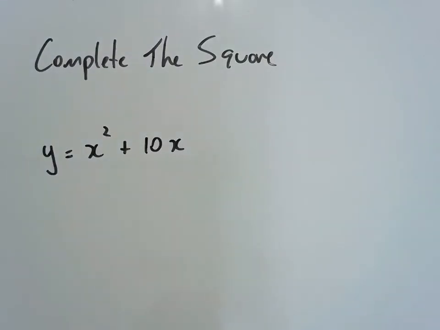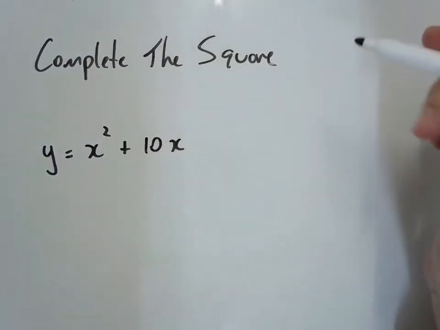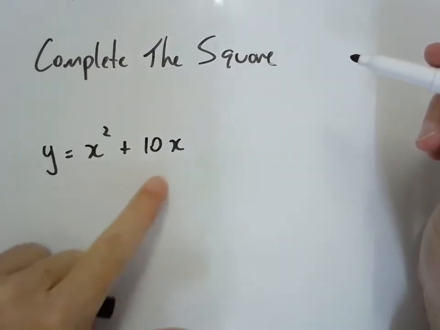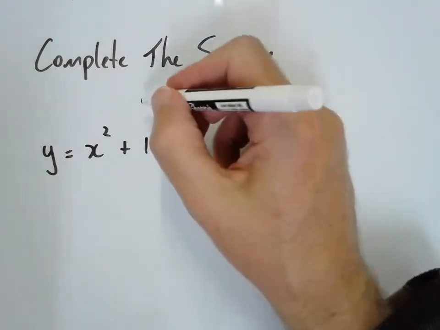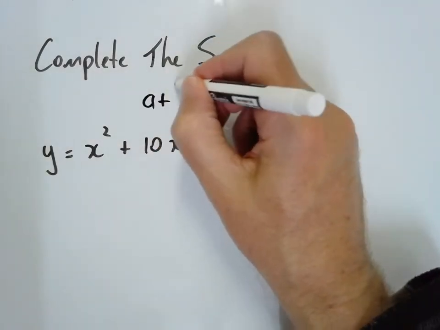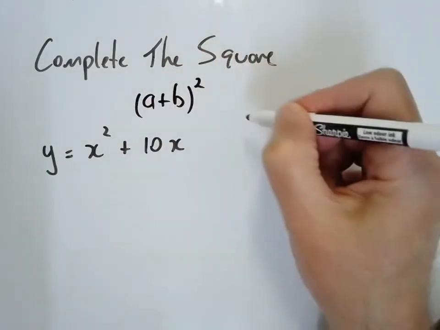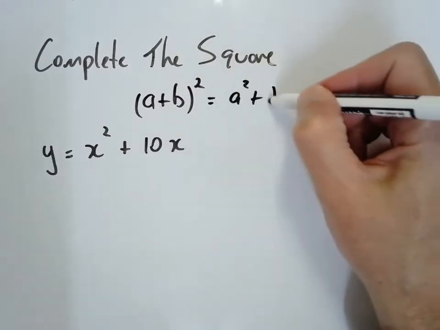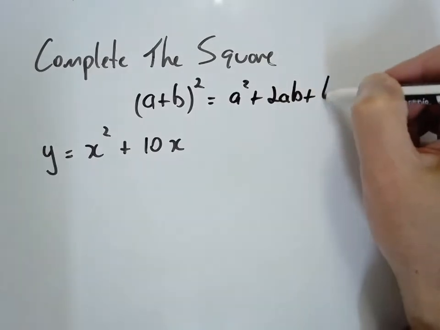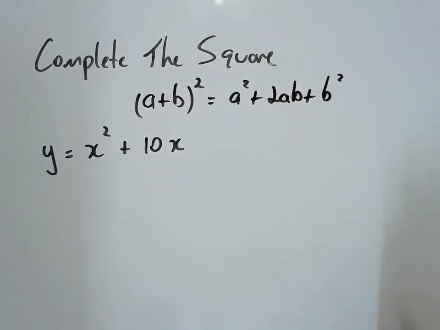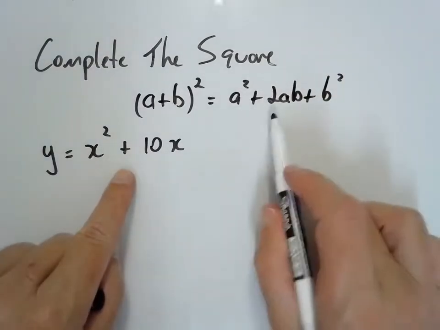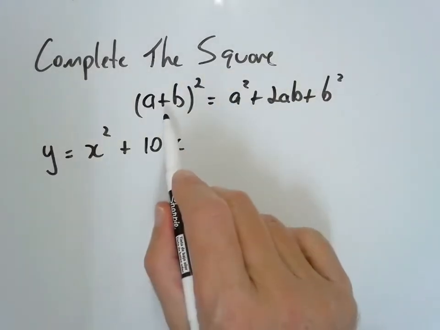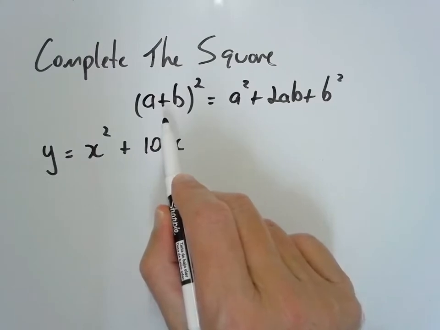Okay, completing the square. This is our first video, so let's look at our basics. When we complete the square, we're wanting to basically factor this so it looks something like an a plus b squared. We know that a plus b squared is a squared plus 2ab plus b squared. So we're wanting this expanded form side to look exactly like that, and then we can factor back to our brackets, which is what completing the square is all about.